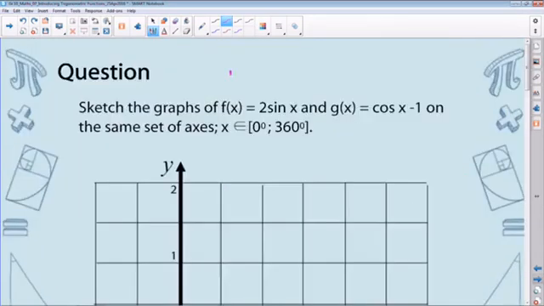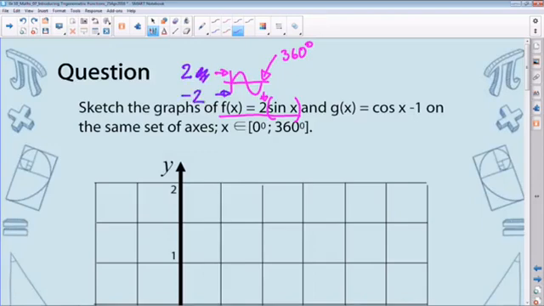Now, the parent graph of a sine function is that s that goes up and down. And usually it has a period of 360 degrees, and it goes up to 1. But this isn't the parent graph. This says f of x equals 2 sine x. What are we doing to the sine x? Well, we're multiplying it by 2, which means instead of going up to 1, we're going to go up to 2. And instead of going down to -1, we're going to go down to -2.